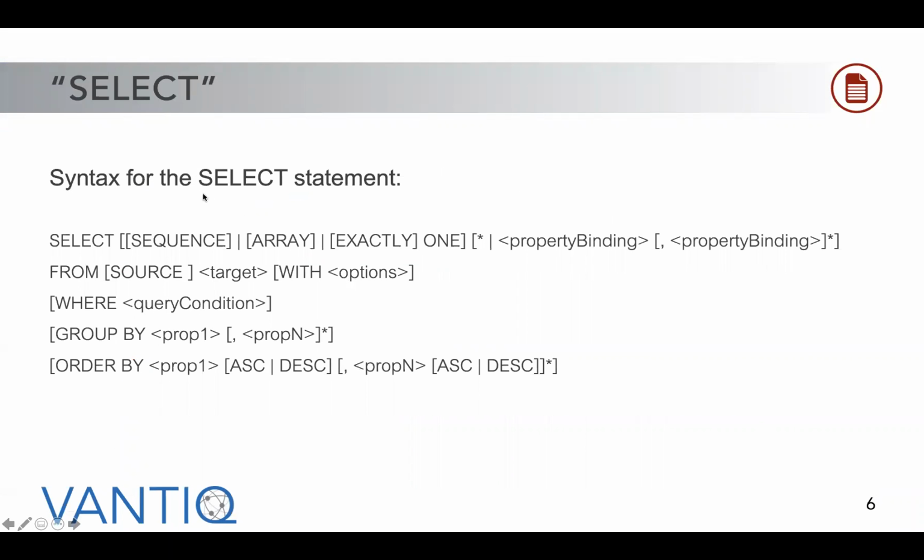On the select, whenever we work with it, as I showed you a little bit before, you can have a sequence or an array. You can specify if you want as many as you find, if you want just one, if you're expecting to have just one, or if you expect to have exactly one. And I'm going to talk about the difference. You can put the properties that you want to grab from either the source or type, and you can add some other conditions, like group by, order by, ascending or descending.